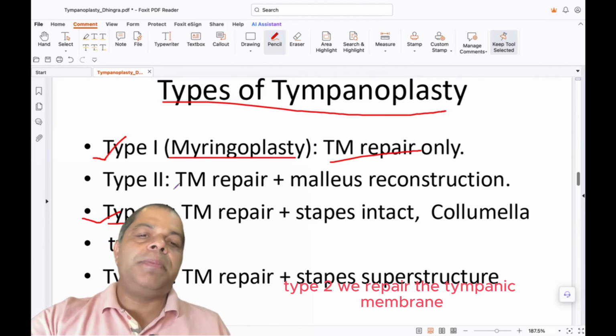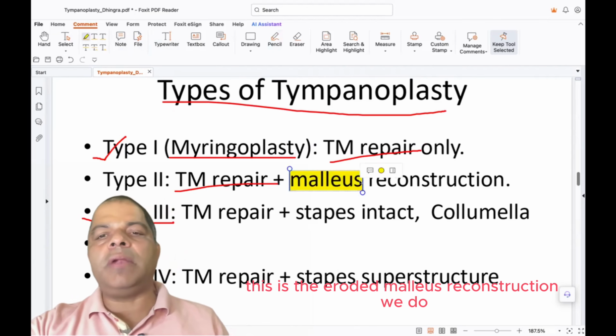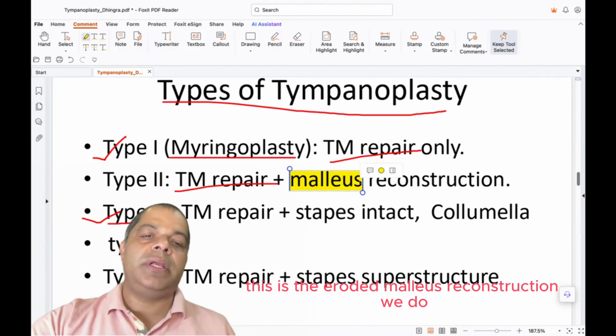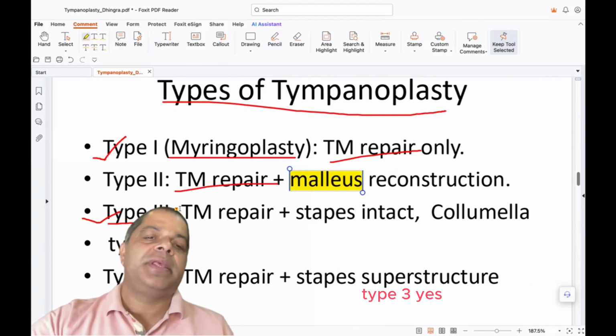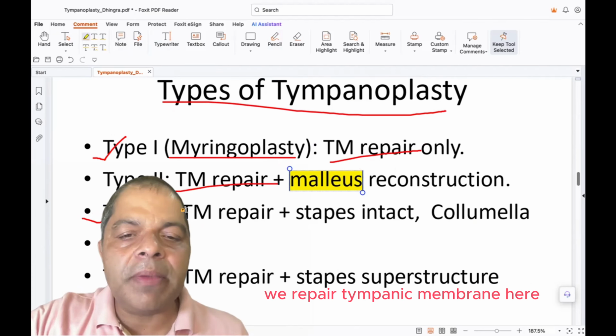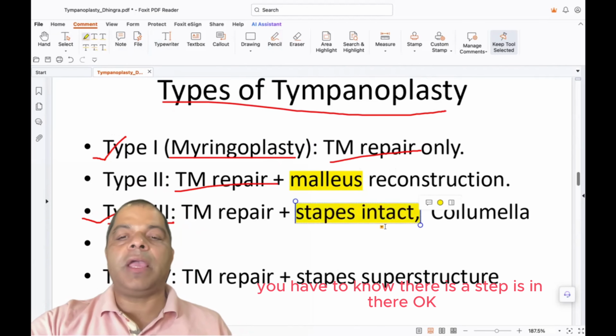Type 2, we repair the tympanic membrane and we reconstruct the malleus. This is the eroded malleus reconstruction we do. So this is type 2 tympanoplasty. Type 3, yes, we repair the tympanic membrane. Here you have to know the stapes is intact.